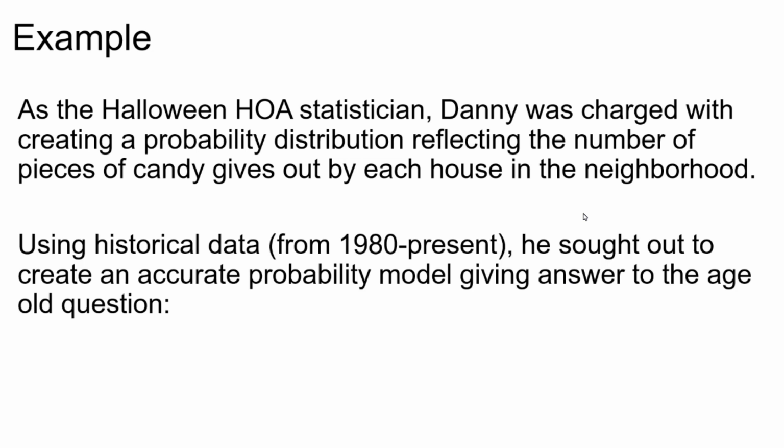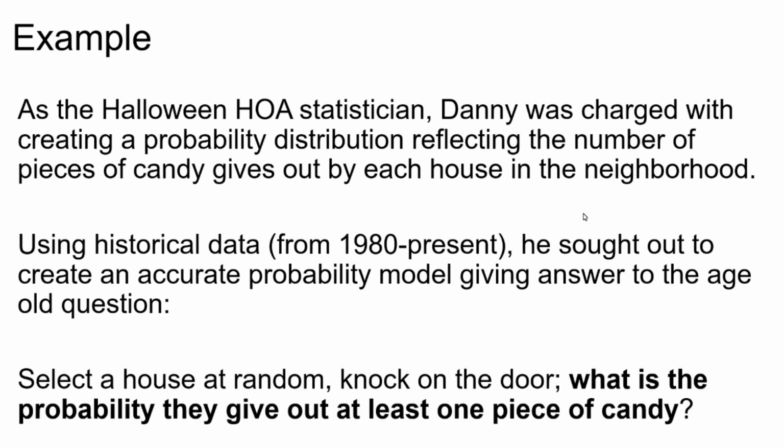Using historical data, from 1980 to present, he set out to create an accurate probability model, giving an answer to the age-old question. Here is the question: what are the chances when you knock on a door at Halloween, you pick a house at random, it's not fully at random, of course, because the lights are out, you're not going to knock on the door, but what is the probability that they give at least 1 piece of candy?